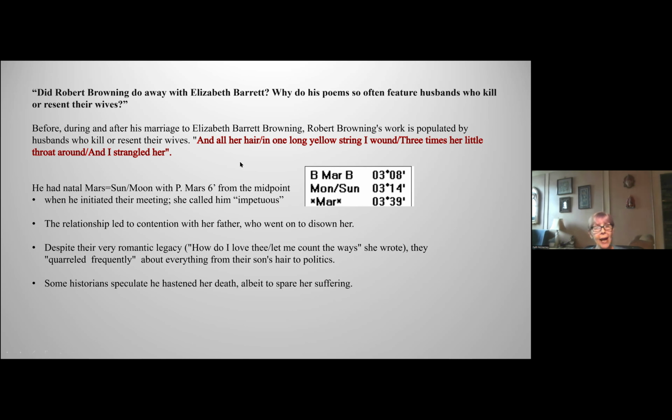Before, during, and after his marriage to Elizabeth Barrett Browning, his work is populated by husbands who kill or resent their wives. Here's a quote: "All her hair in one long yellow string I wound three times around her little throat, and I strangled her." That was a poem that he wrote. And so you see, he had Mars equals Sun Moon.